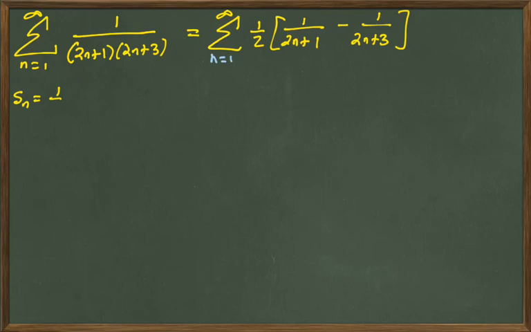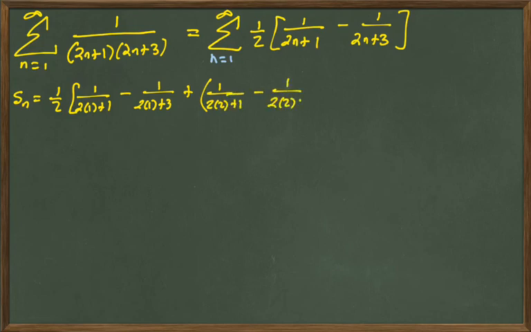Okay. Now we're going to go ahead and write out S of n, see if we can come up with a formula for S of n, and we'll take the limit of that. So we're going to plug in 1, then we're going to plug in 2. I'm going to write down what I got so I can see what's happening. So this is going to be 1/2 times 1/3 minus 1/5 plus 1/5 minus 1/7.